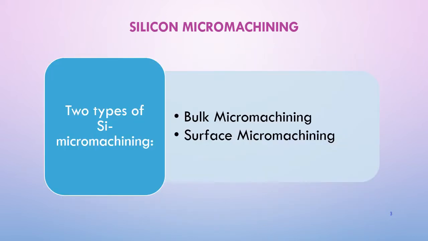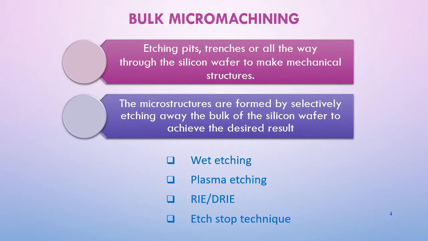There are two types of silicon micromachining. One is what we call bulk micromachining, and another one is surface micromachining. Let us see the bulk micromachining process first. So what is bulk micromachining? Bulk micromachining is etching pits, trenches, or all the way through the silicon wafer to make mechanical structures. Meaning that in bulk micromachining, the process involves etching into the silicon substrate in order to get the final product.